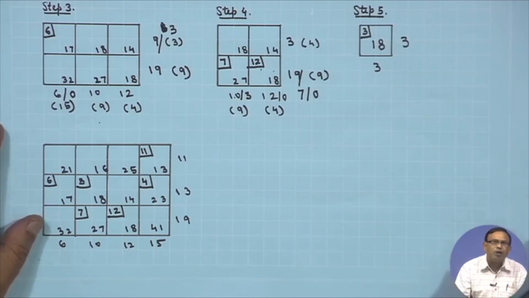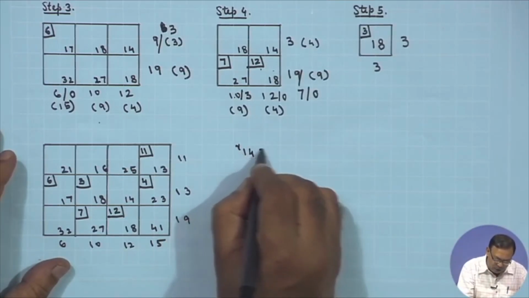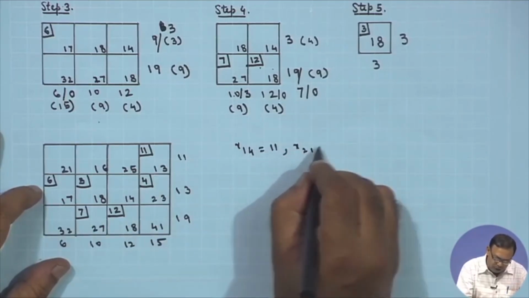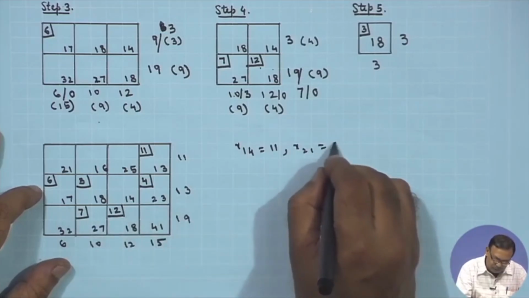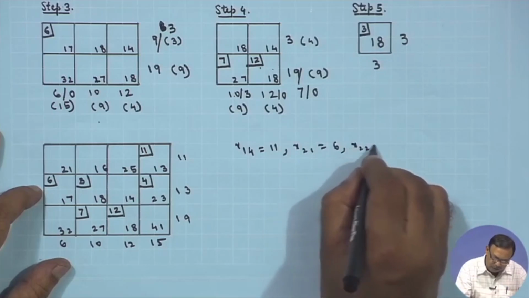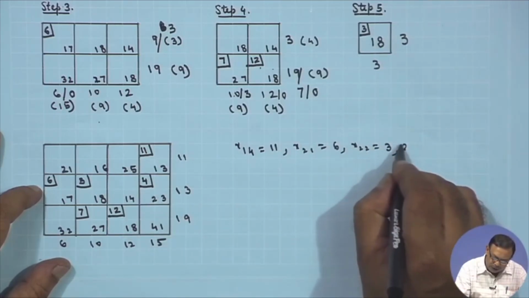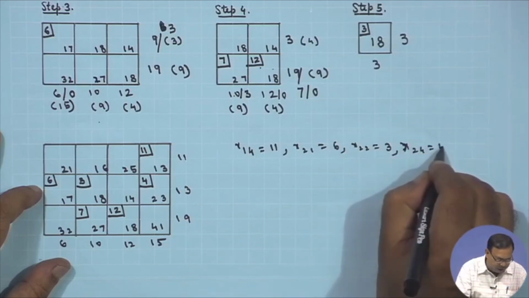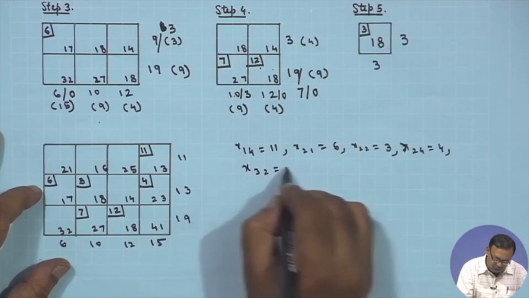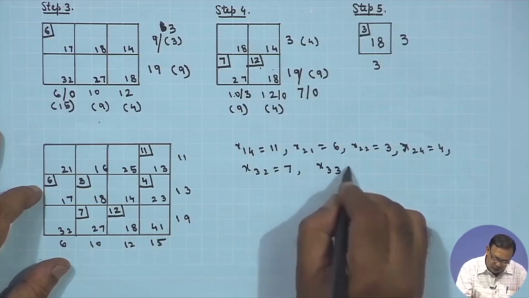That means, the solution of your problem will be x14 equals 11, x21 equals 6, x22 equals 3, x24 equals 4, then x32 equals 7 and the last one x33 equals 12.